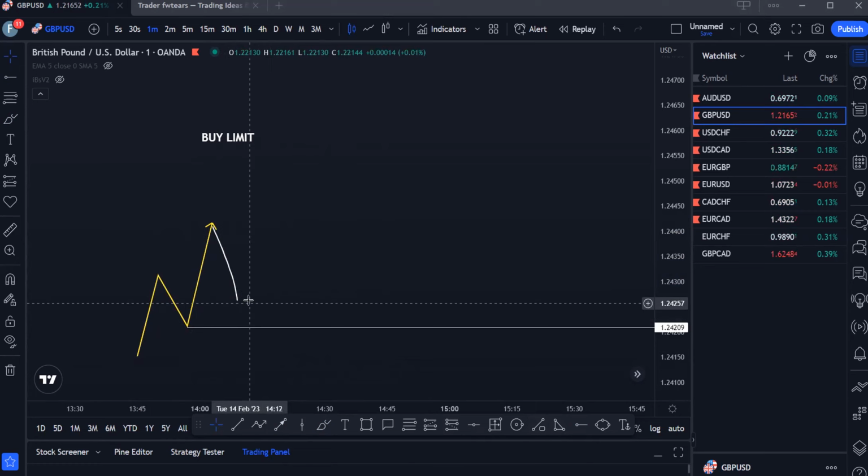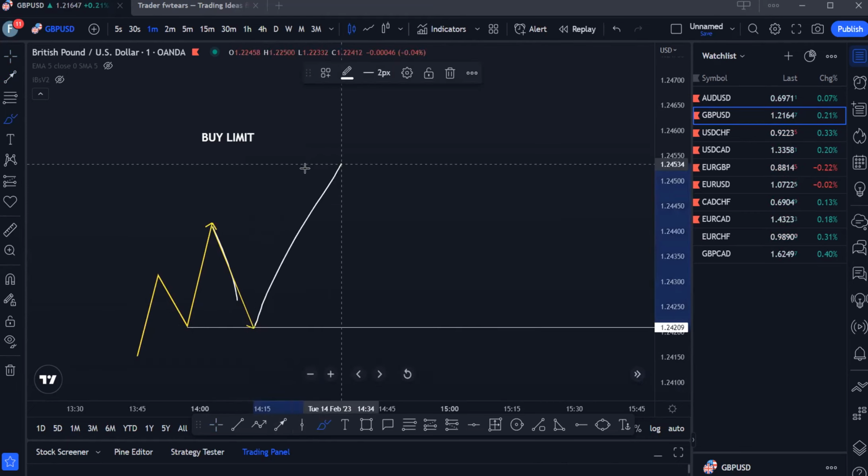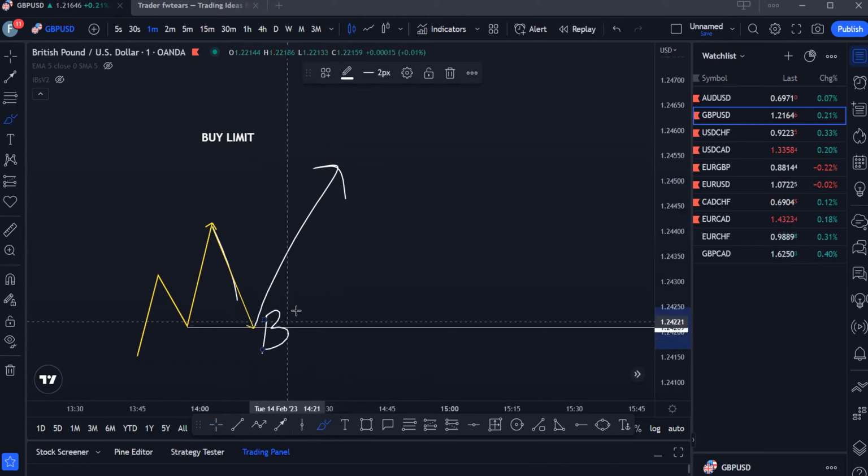You are entering the reversal. So if price should come down like so, as soon as the market reaches this price point, because you've already set a buy limit order, immediately your order will be triggered, and then you'll be entered into the market for a buy. You can see that's a reversal for a buy. So this is your buy limit over here, and this is the price point of your buy limit, 1.24209.